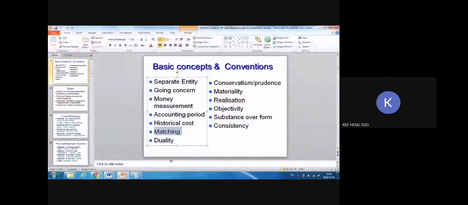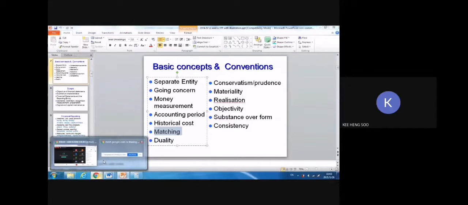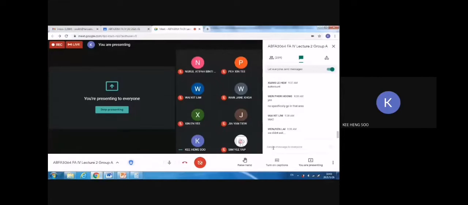Cannot. Because in the year 2019, your purchases are 40 cents times 1,000, which is 400. You have to minus your closing inventory, 40 cents times 1,000 also. So your cost of goods sold becomes zero. That is called the matching concept.